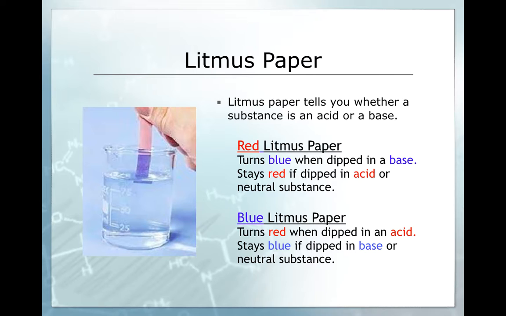stay red. Likewise, if you take blue litmus paper and dip it in an acid, it will turn the paper red. But if you take blue litmus paper and dip it in a base or a neutral substance, then it will stay blue. So, blue always indicates a base, and red always indicates an acid. But you have to use both red and blue papers to determine if a substance is neutral, because a neutral substance will not change the color of either paper.